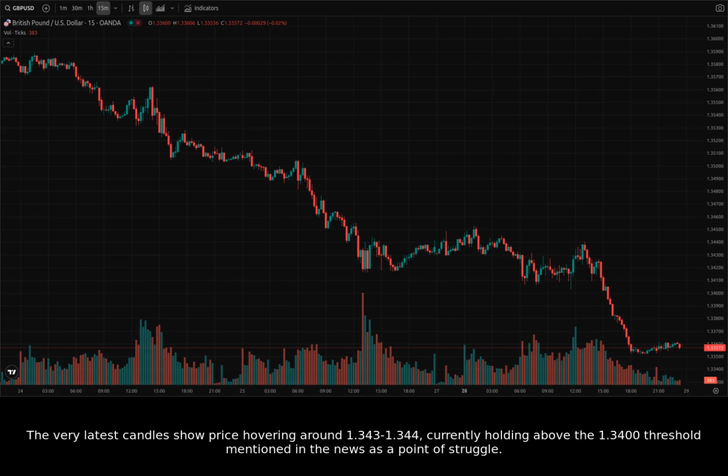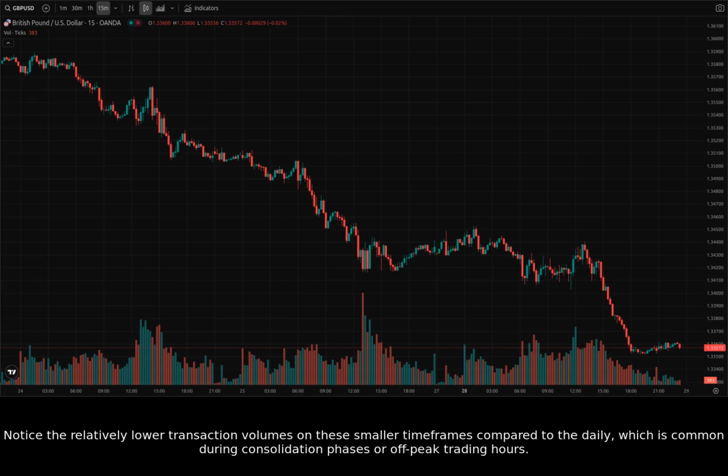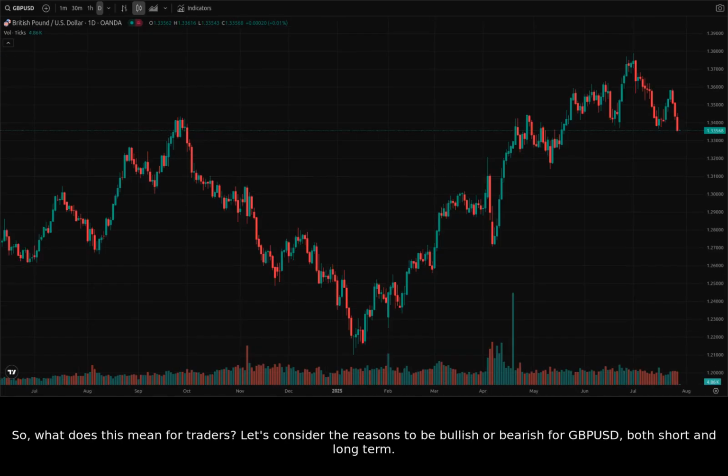The very latest candles show price hovering around 1.343 to 1.344, currently holding above the 1.3400 threshold mentioned in the news as a point of struggle. The range has narrowed significantly in the last 24 hours of available data, suggesting a period of indecision or accumulation/distribution before the next major move. Notice the relatively lower transaction volumes on these smaller timeframes compared to the daily, which is common during consolidation phases or off-peak trading hours. So, what does this mean for traders?